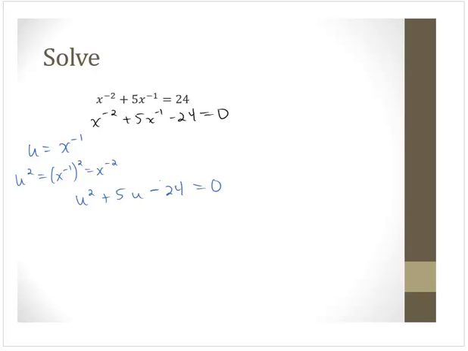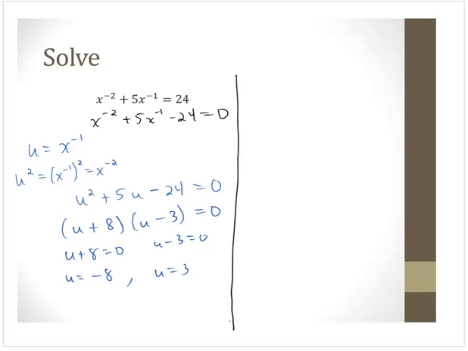Solving this equation, again, this looks like it'll factor easily. Multiplying to 24 and adding to 5 is 8 and 3. So then (u plus 8)(u minus 3) is 0. So u plus 8 is 0, which implies that u is negative 8. U minus 3 is 0, which implies that u equals 3. So we have 2 solutions in terms of u, but again, we want the solutions in terms of x.